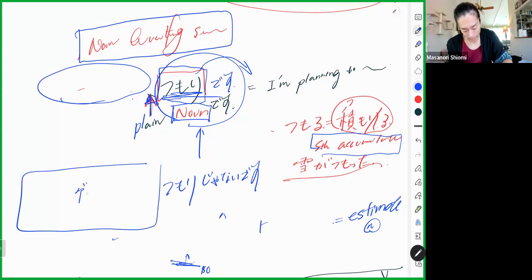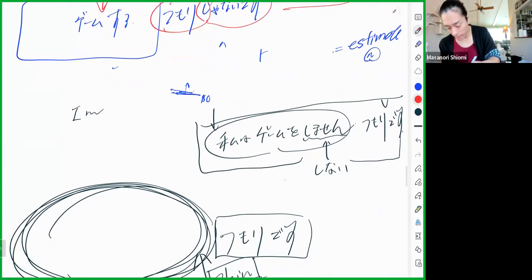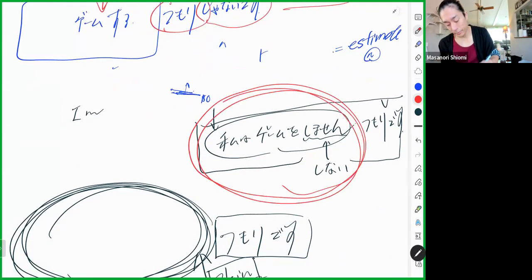For example, sticking with the same sentence, ゲームをするつもりじゃないです. Literal meaning will be, it's not the plan that I play game. Meaning, I'm not playing the game. I'm not planning to play game. Which is basically same as negating here. So it's interchangeable. Either is fine.